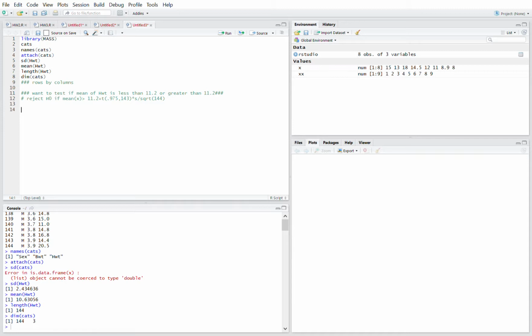So it's 11.2 plus, what? So it's T, so it's going to be QT. 11.2 plus QT of 0.975. How many degrees of freedom do I have? 143. What's S? It would be SD of HWT, correct? Divided by SQRT of 144, right? Which is what?